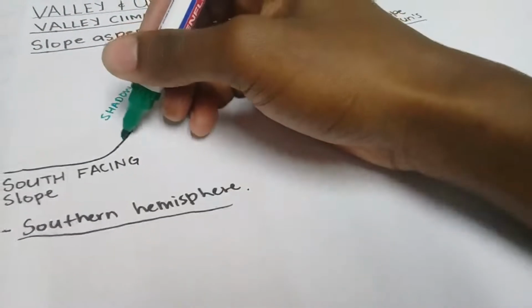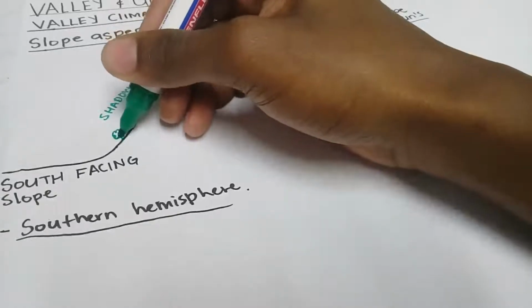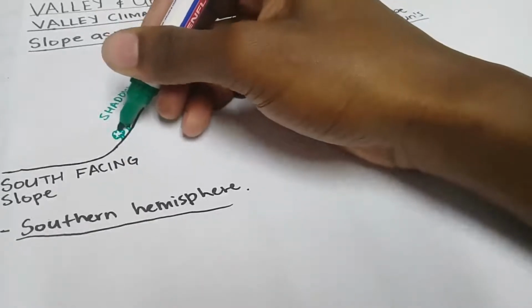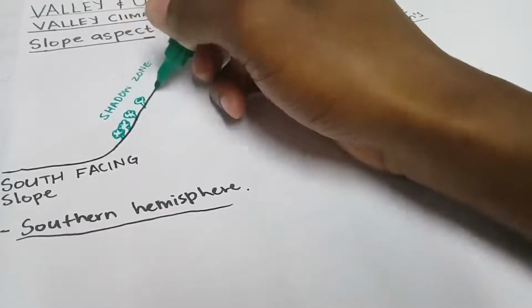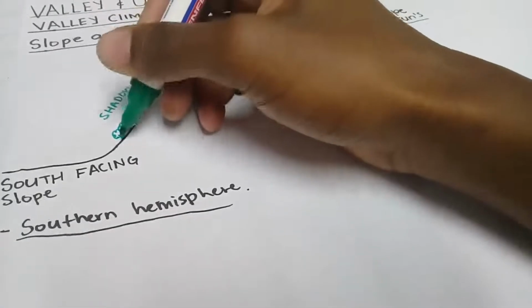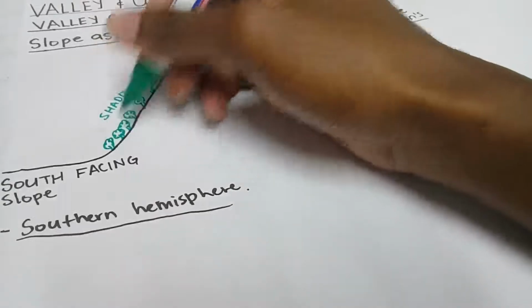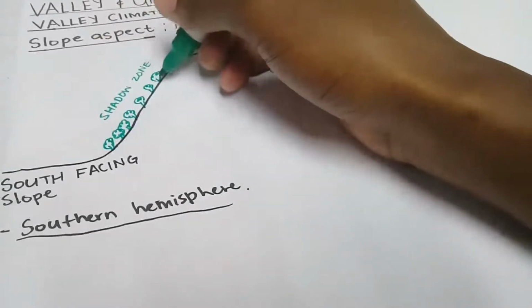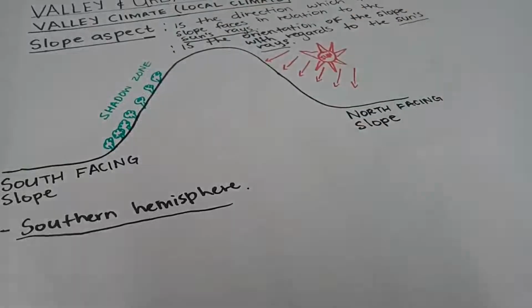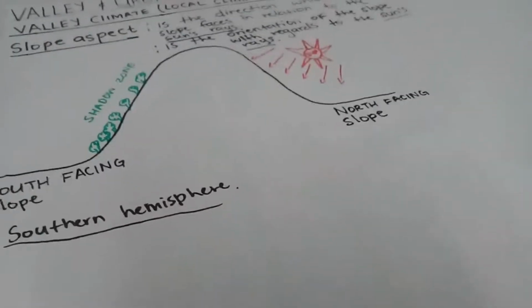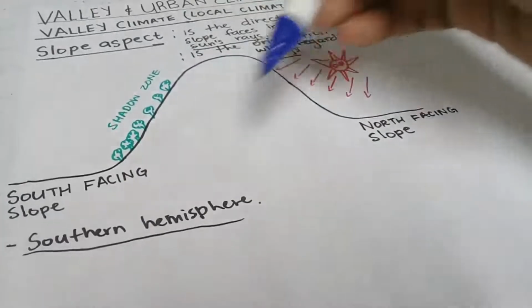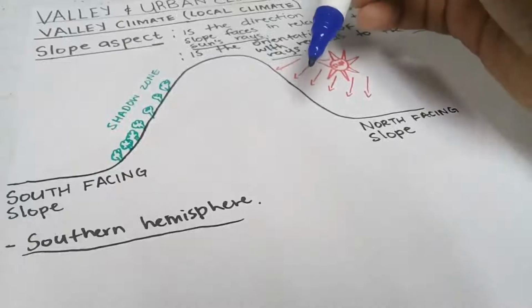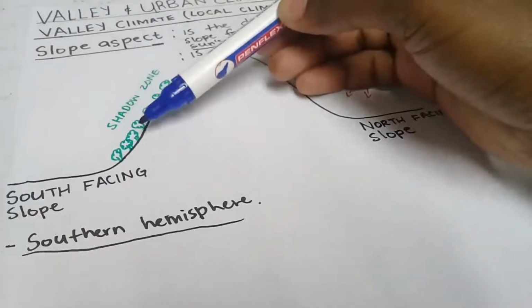So we're going to have maybe some trees. This is the shadow zone. We're not going to have much plant life, and bear in mind, I said that there are no sun rays hitting this side.